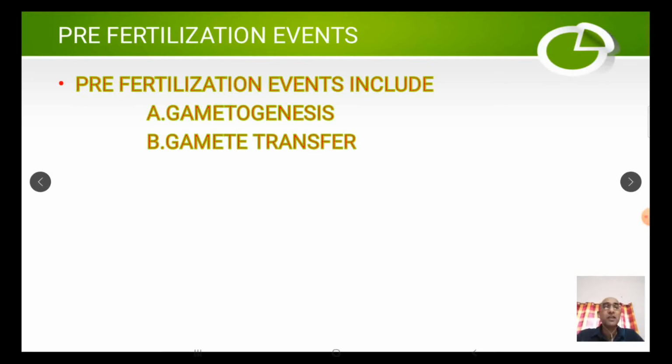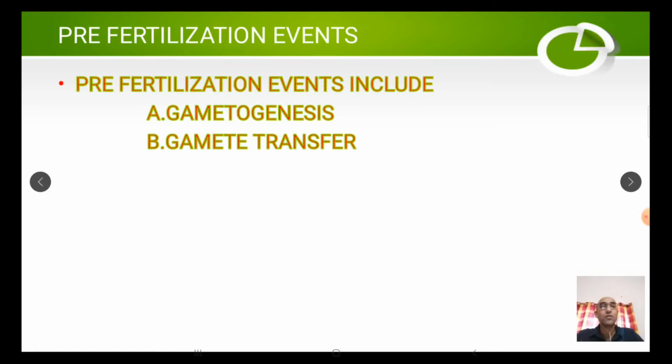Pre-fertilization phase. Pre-fertilization means before fertilization. What happens? You know what happens in fertilization? Two haploid gametes fuse. So what happens before fertilization? Well, before fertilization, two events occur. What are those? One is gametogenesis, that is production of gametes, the male gamete and female gamete, and the other is gamete transfer. These are the two events that occur during the pre-fertilization phase. First one is gametogenesis, second one is gamete transfer.